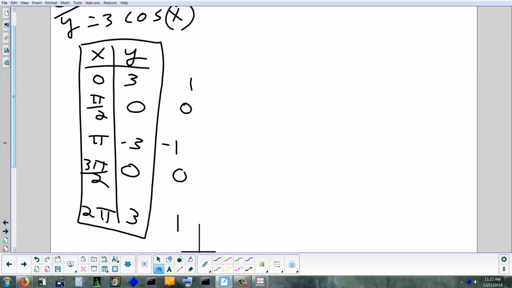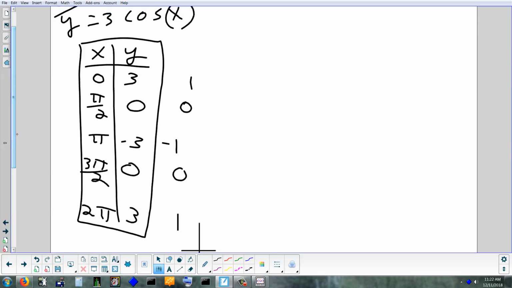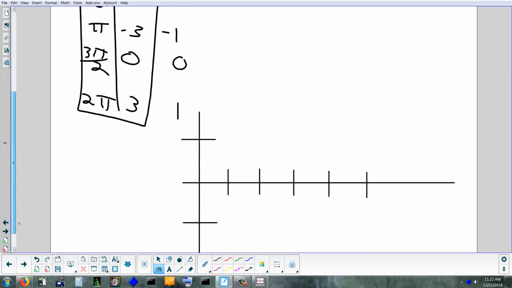So it's pretty easy to get the table because you just have to multiply ones and negative ones and zeros by a number. Okay. Any questions on the table? All right. Now we make our graph.